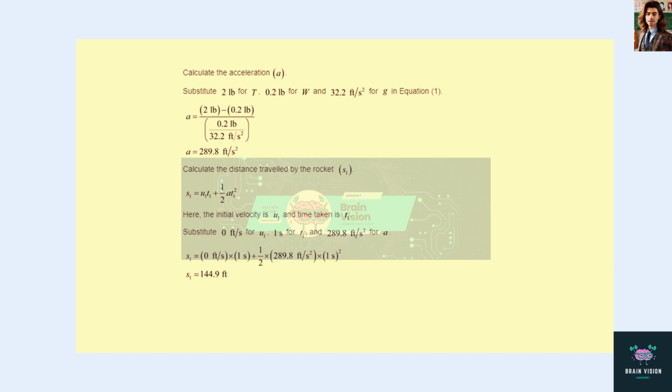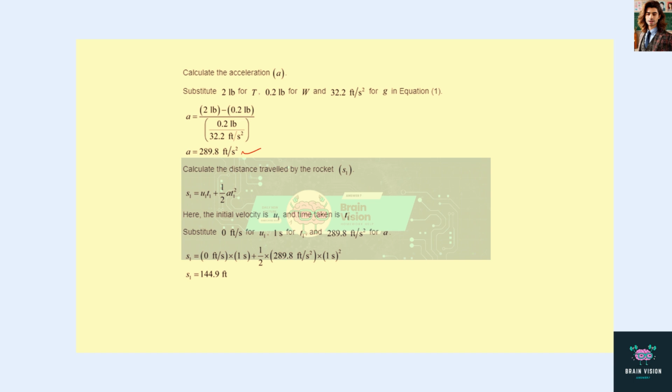So now we can calculate the acceleration based on the formula we saw earlier, and the acceleration is going to be this. This is in feet per second squared. Okay, so now we can calculate the distance traveled by the rocket. Okay, remember that here initial velocity is going to be 0.